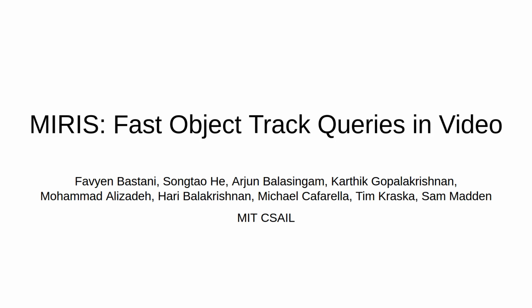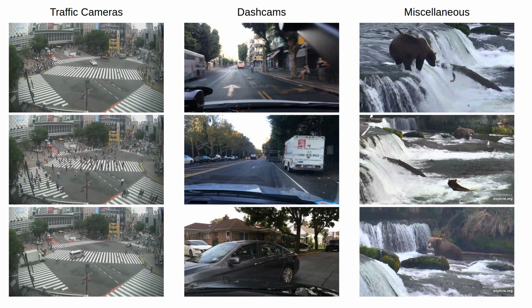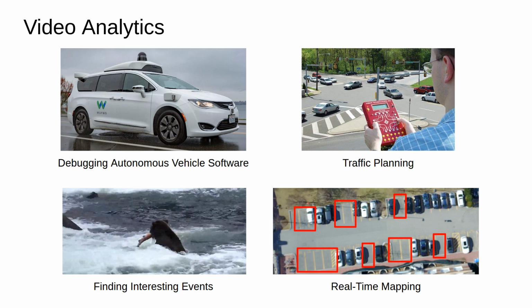Hi, I'm Fabian. I'm going to talk about Miris, a system we built for efficiently executing object track queries over large video datasets. Today, cameras collect a large amount of video of very diverse scenes. We believe that if we can efficiently perform video analytics tasks on large video datasets, we can benefit a wide range of applications. For example, analyzing traffic camera video could offer insights that can better inform traffic planning decisions.